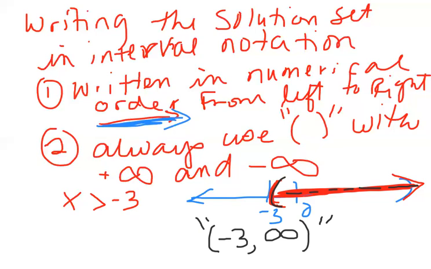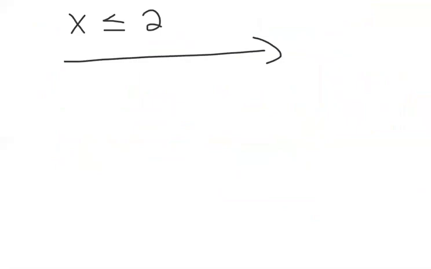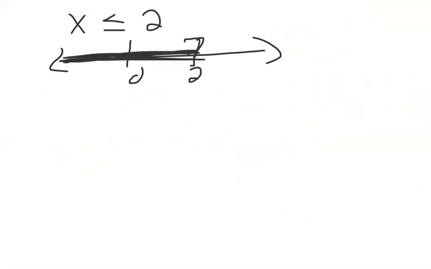Okay, so let me do another one. Now, this one, I think it was x is less than or equal to 2. So we go on the number line, plot the 0, plot the 2, use a bracket at the 2, and show every value less than 2. Notice I use the bracket. Notice the graph continues all the way to the left, down to negative infinity.